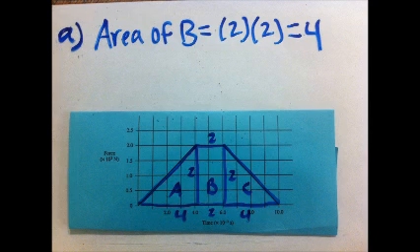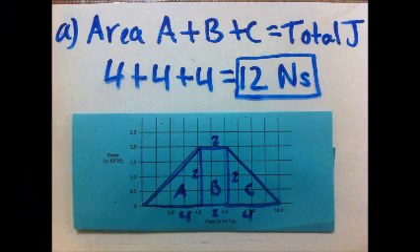And so we said that the area under the curve is equal to the total impulse, which means that area of A plus area of B and C is equal to total impulse. We plug in A, B, and C, which is 4, 4, and 4, and 4 plus 4 plus 4 is equal to 12. So the total impulse given to the ball over the 10-second time period is 12 newton seconds.